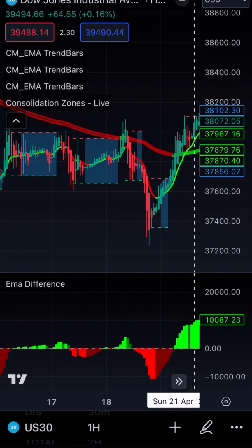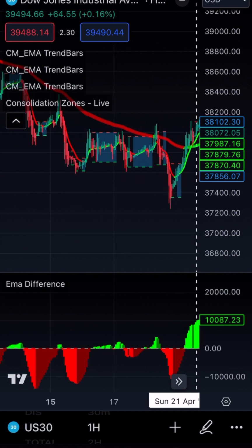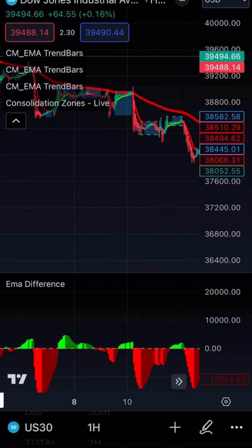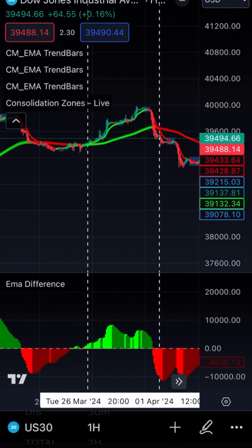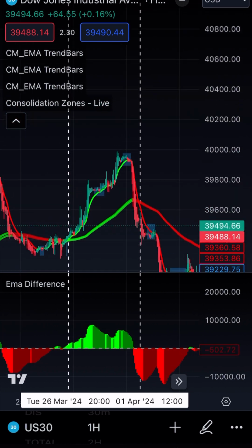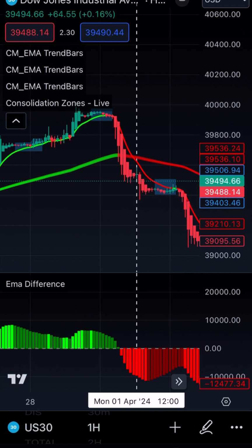So you can make a lot of money trading the US30. You just have to get good at knowing the direction. I don't think I have any more here. Well, yeah. Let's do one more. Let's just do this small one right here.